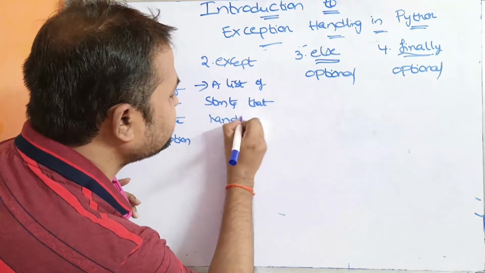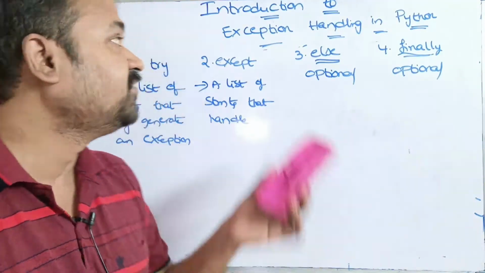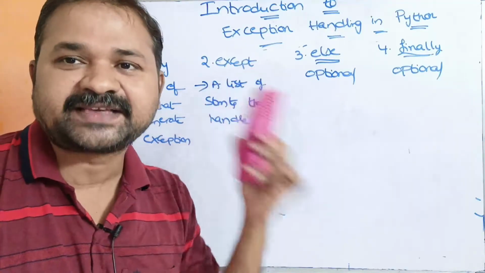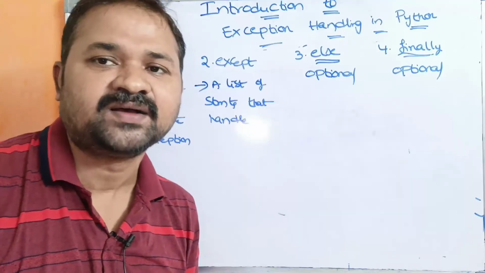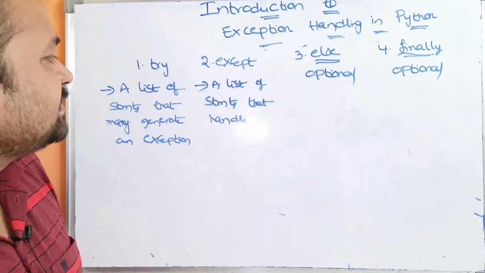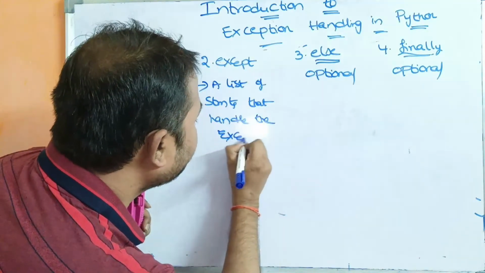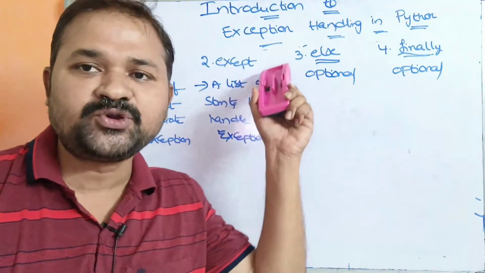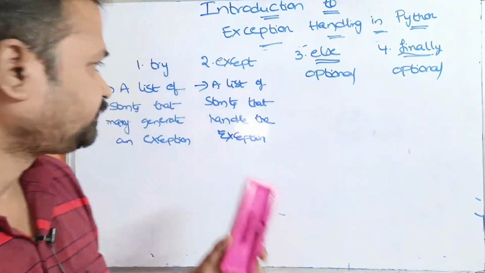In C++, Java, and C#, we use catch, whereas in Python programming, we use except. Except is just like the catch block that we use in C++, Java, and C#. It contains a list of statements that handle the exception. Whenever an exception occurs in the try block, that exception will be thrown to the except block. So the except block handles the exception.